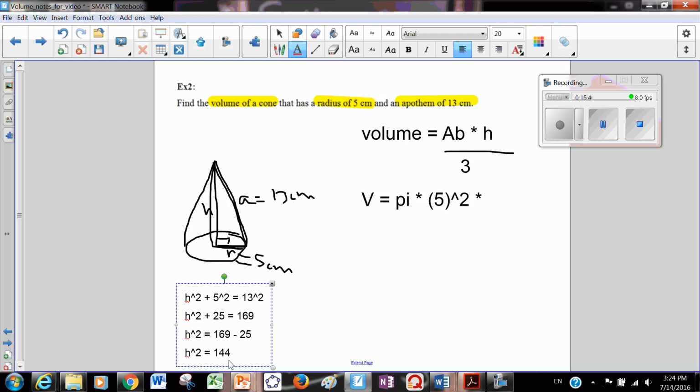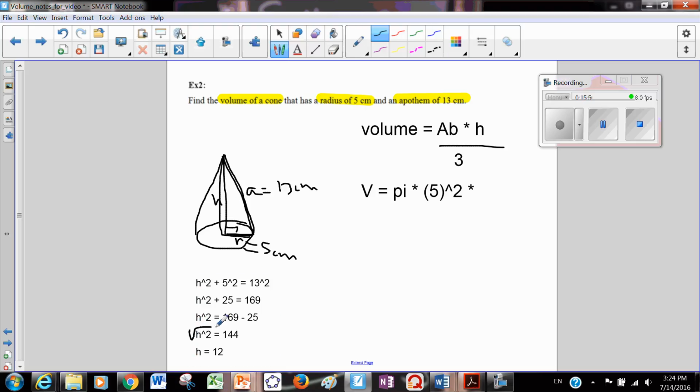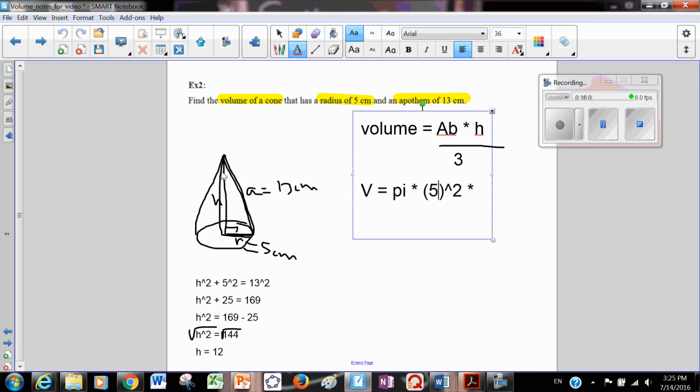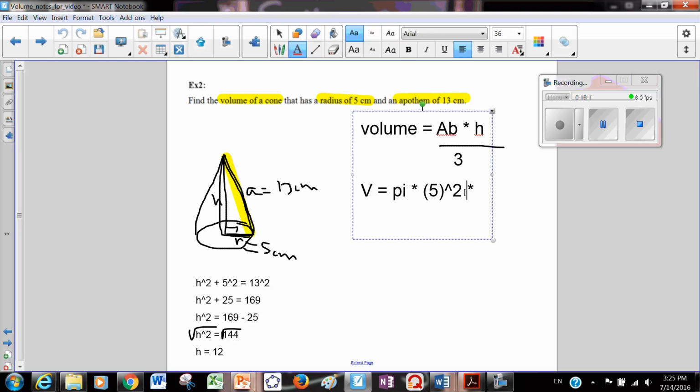And how do we get rid of the square? We would square root. So if we square root on both sides, we're going to get h is equal to 12. So now we know the height. Does it make sense that it's 12? Well, yeah, because it's smaller. See, this is 13, so it makes sense that the other one is 12. Always check if your answer makes sense, okay? Because if you get 24, let's say it doesn't work, we would know.